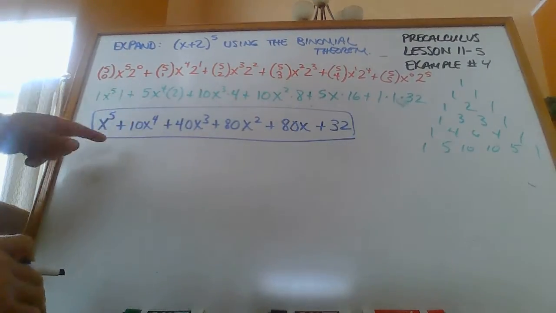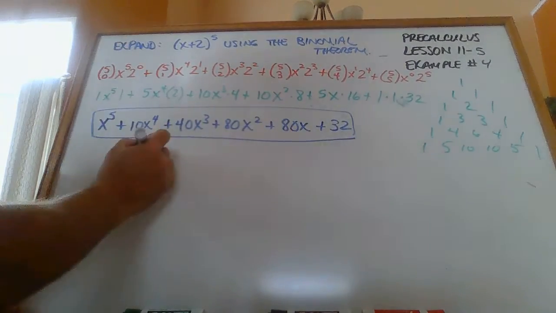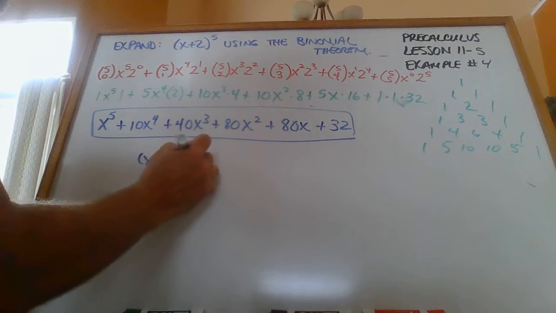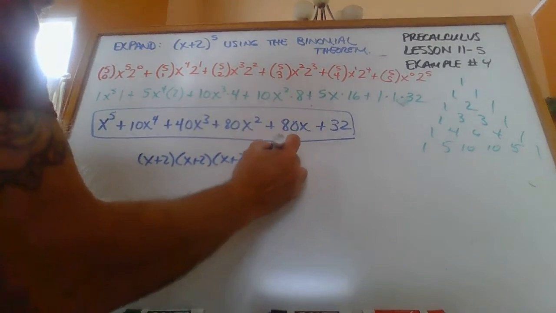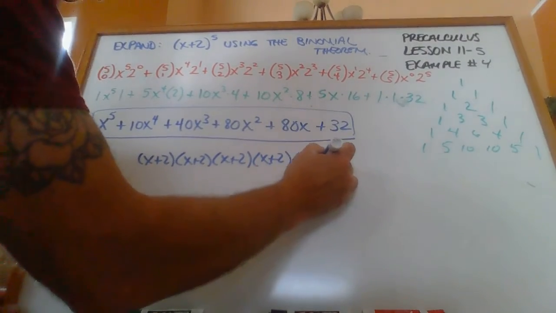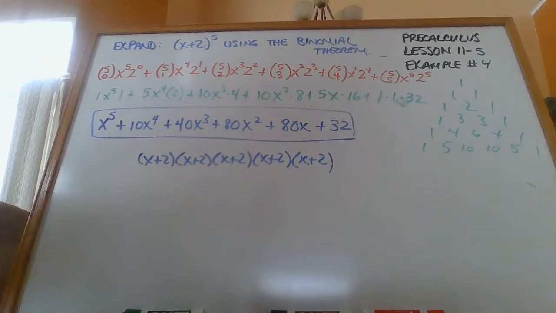Now that is certainly a lot easier than taking x plus 2 and multiplying that out 5 times. That is a lot less work. So that's what the binomial theorem is good for.